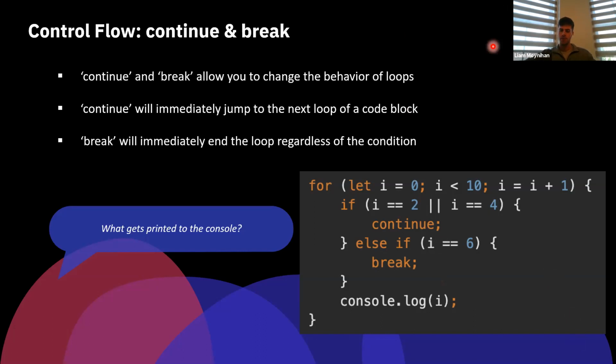0, 1, 3, 5, exactly. For 2 and 4, we continue, so we never get to the console log. Once we get to 6, we're breaking, so we're not going to execute any more of them. So 0, 1, 3, 5 is correct.